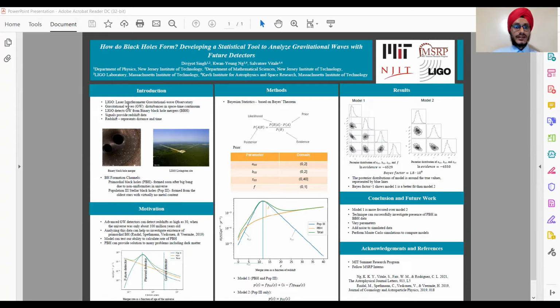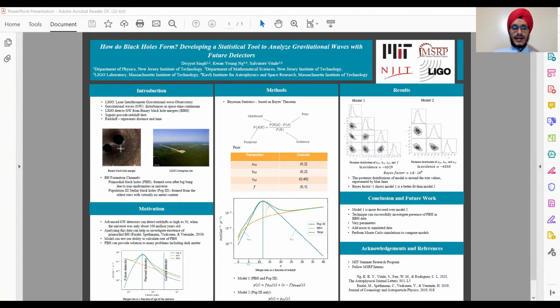LIGO, or Laser Interferometer Gravitational Wave Observatory, is an extremely precise instrument that measures gravitational waves, which are disturbances in space-time, coming from deep outer space. When two black holes in space collide or merge, they release a huge amount of energy in the form of gravitational waves. These wave signals carry a property called redshift, which tells us how long of a distance these waves have traveled and how much time they took to reach us.